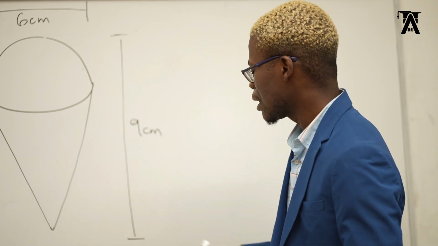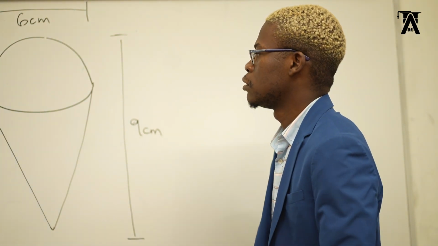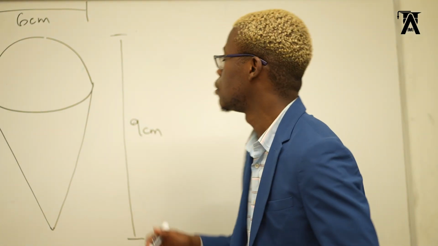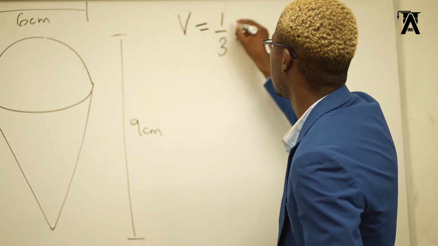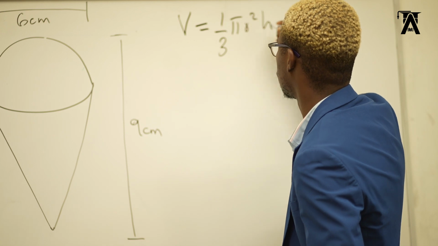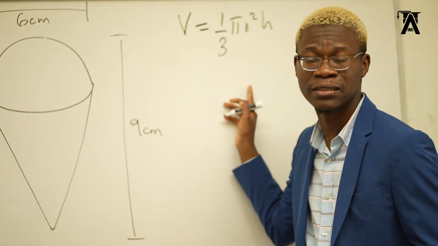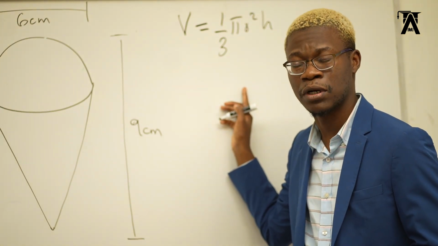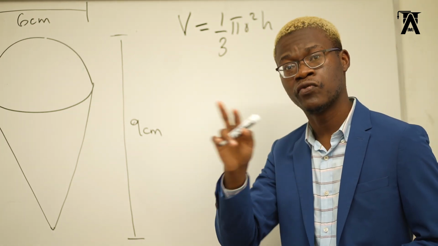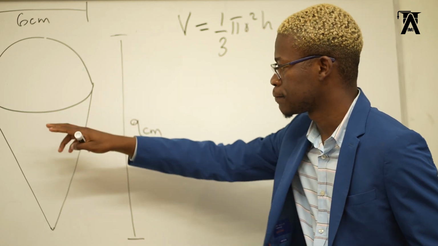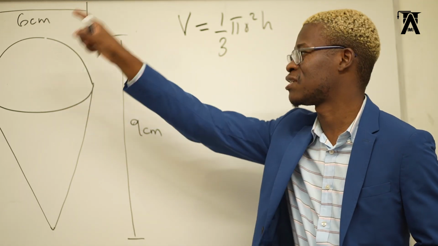So now, what's the formula for the volume of a cone? The volume of a cone is given as 1/3 pi r squared h. Like I said, you don't have to memorize this. This is already in the SAT question booklet. Now, remember, we're calculating two volumes: the volume of the cone, and the volume of the hemisphere.